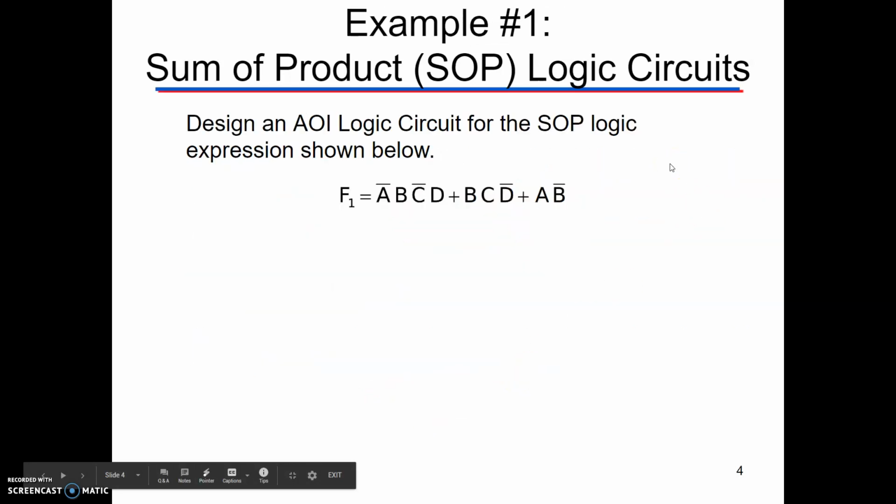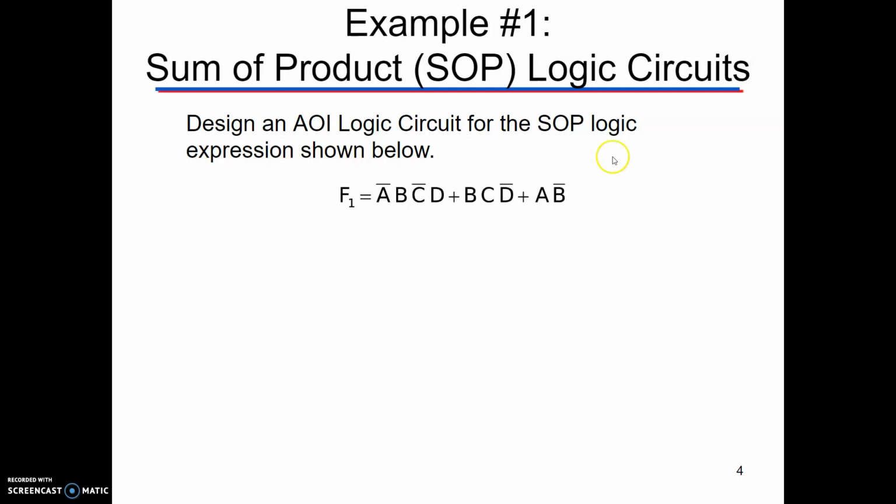Realistically, we're going to take a look at first an example. So we're going to design an AOI logic circuit for the SOP logic expression that is shown below. So what we have is F1 equals A naught B, C naught D, and B, C, D naught, and AB naught. So we need to create a circuit where these can be represented by different logic gates.